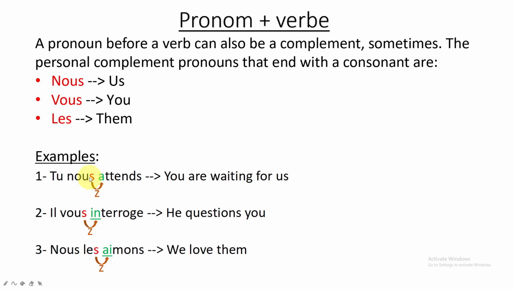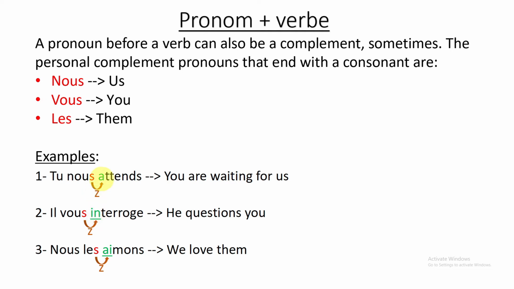So here, there will be a liaison between the complement pronoun and the verb. The complement pronoun ends with a silent S, so it will create an abstract Z at the beginning of the second word, which in our case is a verb. So, tu nous attends. Tu nous attends. In this example, we have the pronoun complement ending with a silent S, so it will create an abstract Z at the beginning of the second word.